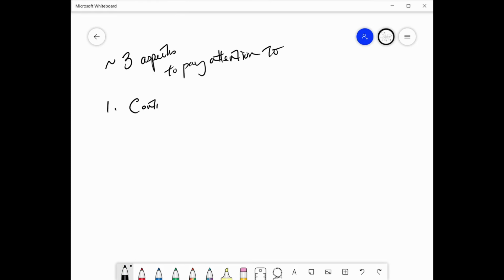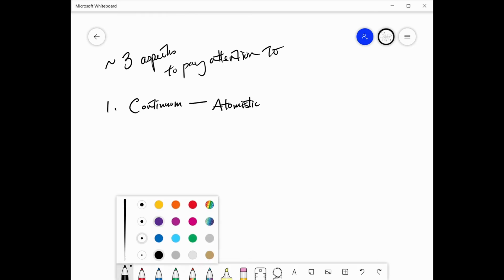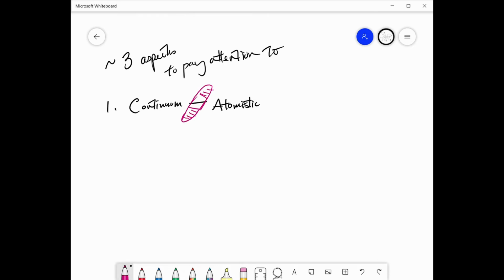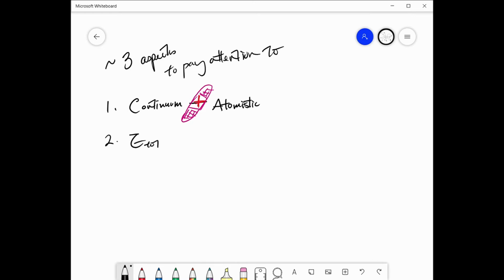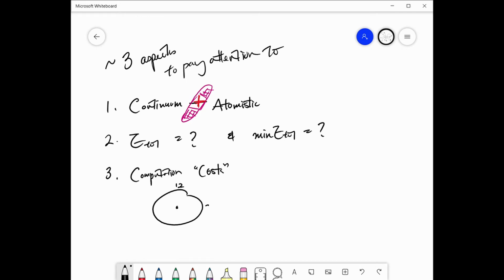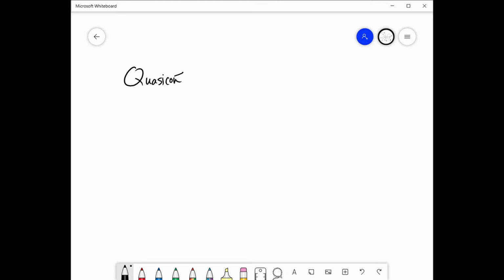With these different methods, there are three general aspects that differ from each other. Those are: 1. How are the differences between continuum and atomistic scales mended? How are they integrated? 2. How is the energy in the system minimized and calculated? 3. The computation costs of the method.